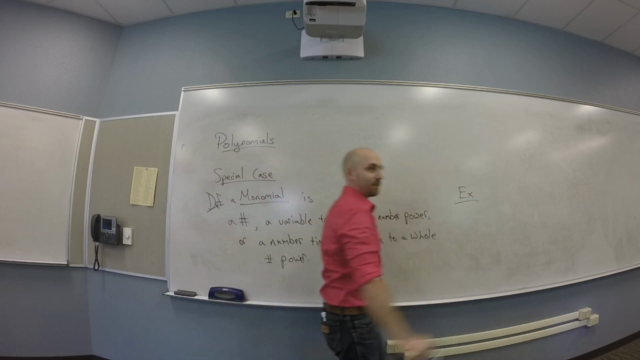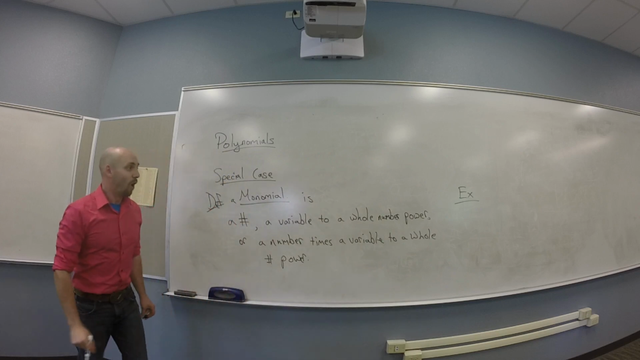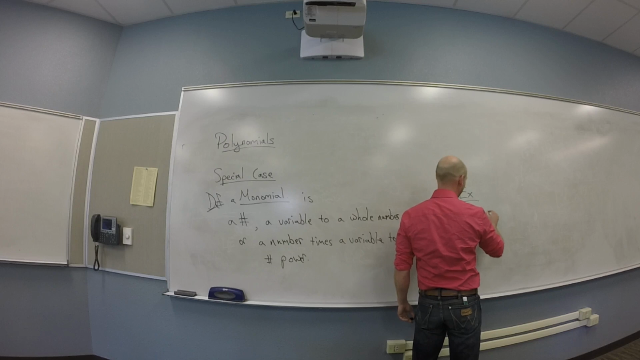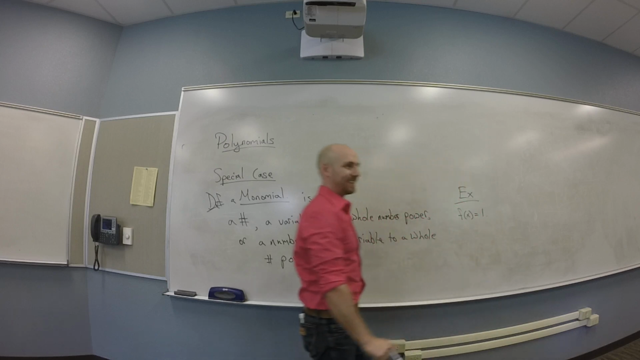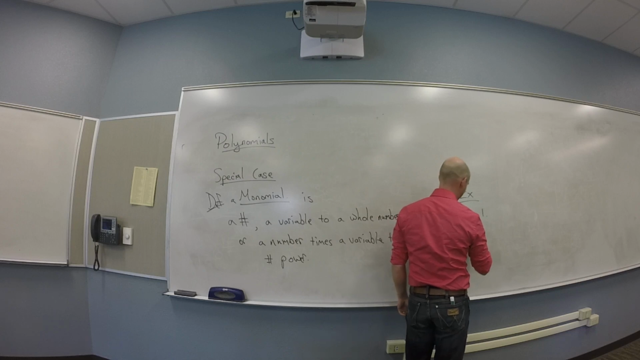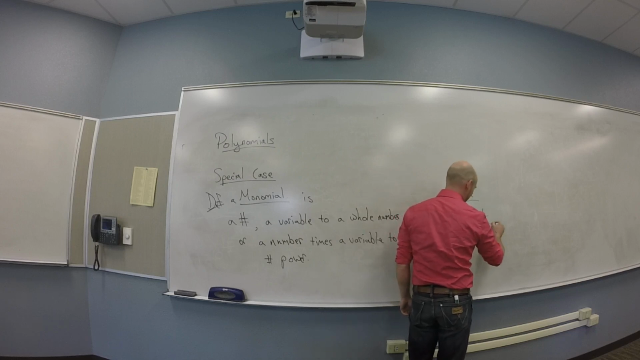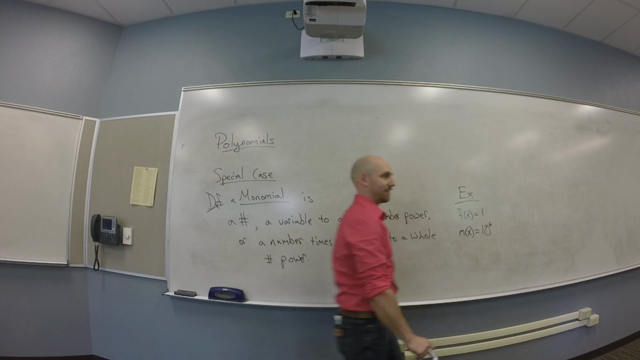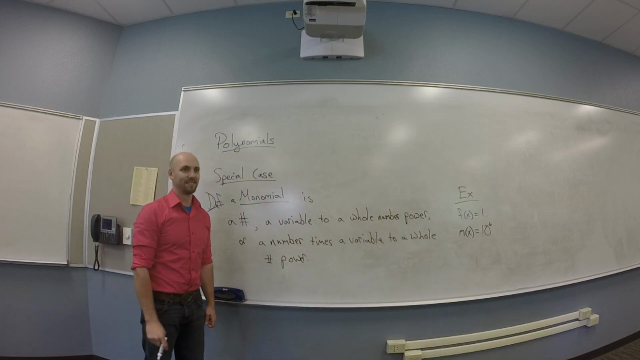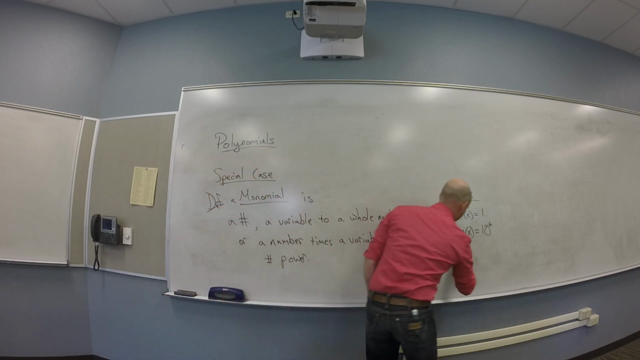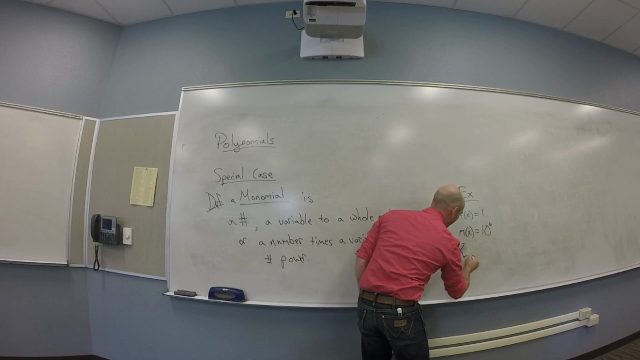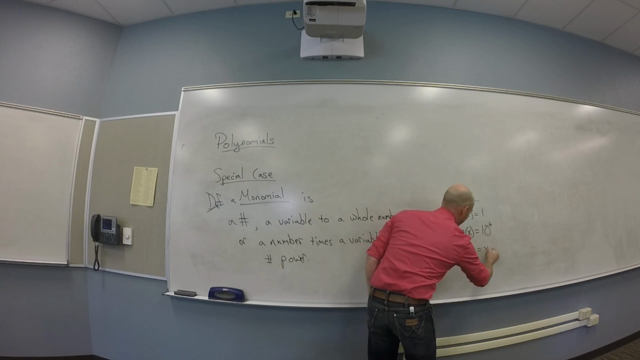Monomials. Example: 1. F of x is 1 million, which is a monomial. M of x is 10 to the 6th, totally a monomial. X of x is x.